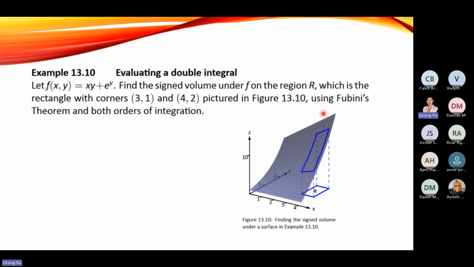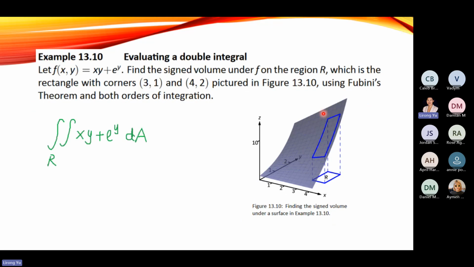Okay, let's look at the calculation. Now, how do we calculate? Initially, we're integrating x y plus e to the y dA because the integration order had not been decided. We don't know, are we doing dy dx? Are we doing dx dy? The answer is that because the integration region is a rectangle, we can do it either way. Both are okay.